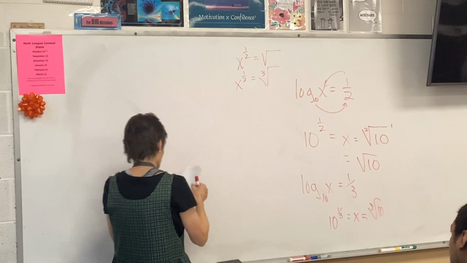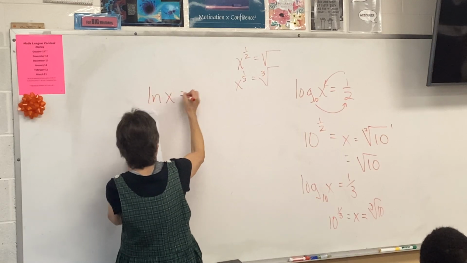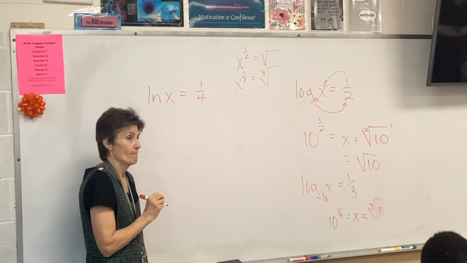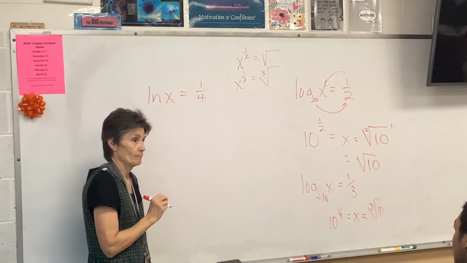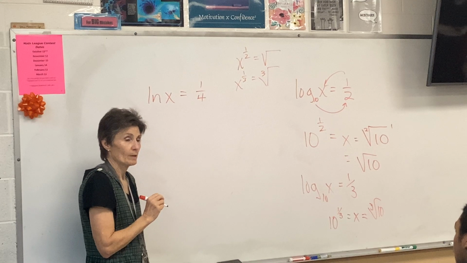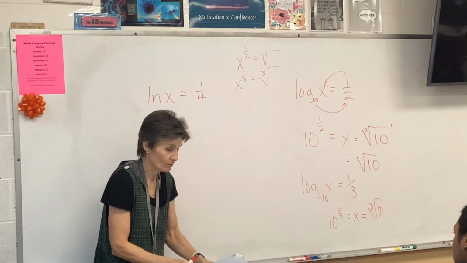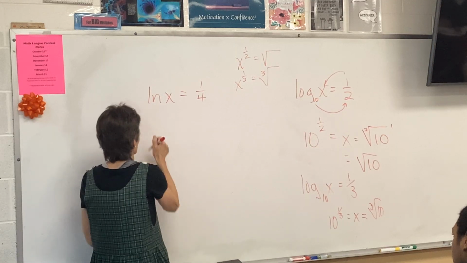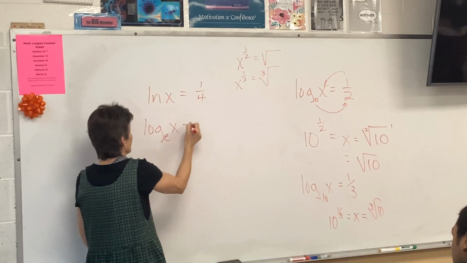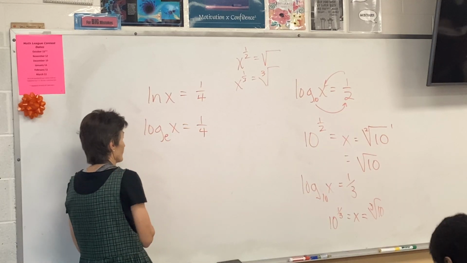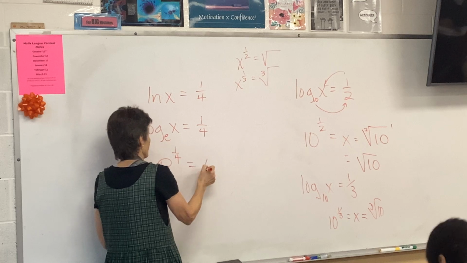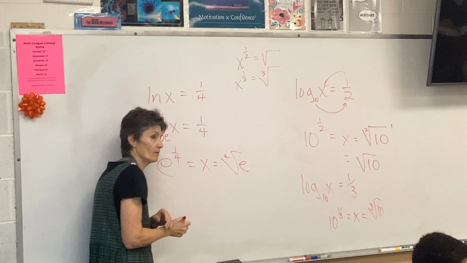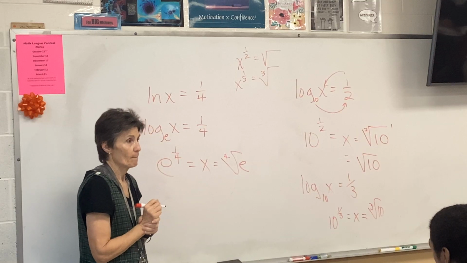All right, one more in that section. We've just done 2 just like this. What am I going to do first? This is log base e. e to the 1/4 equals x. And that's the 4th root of e. Very, very good.